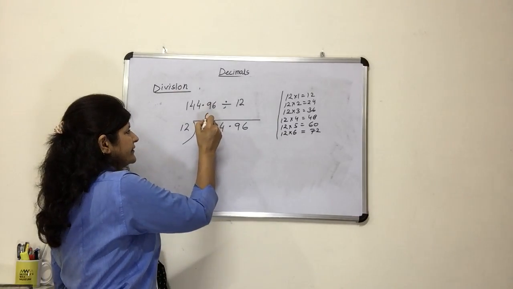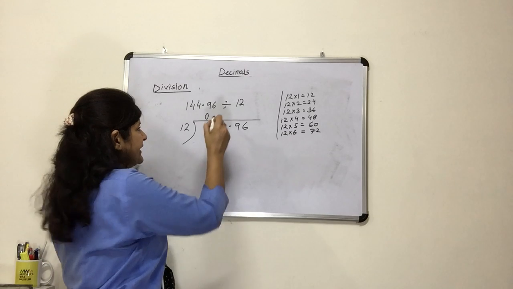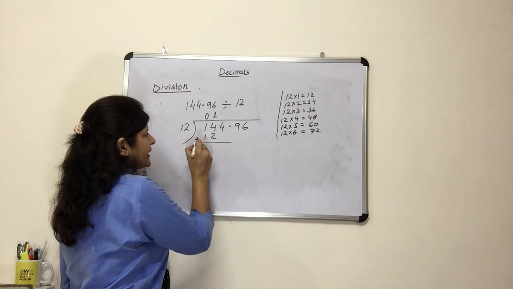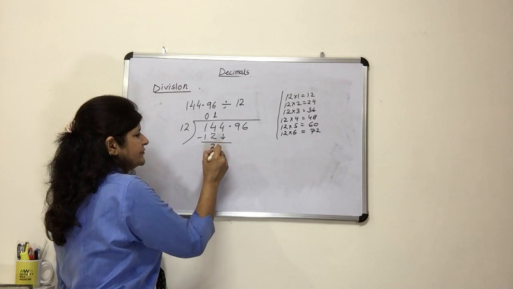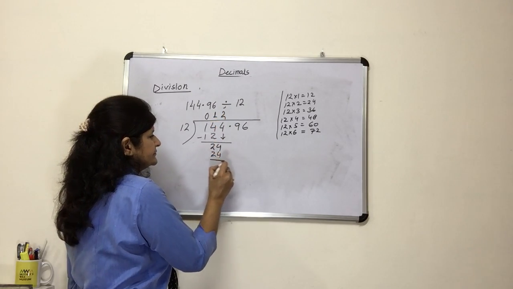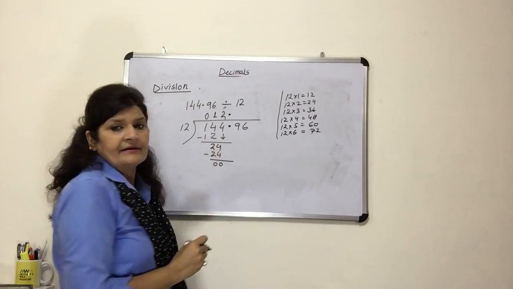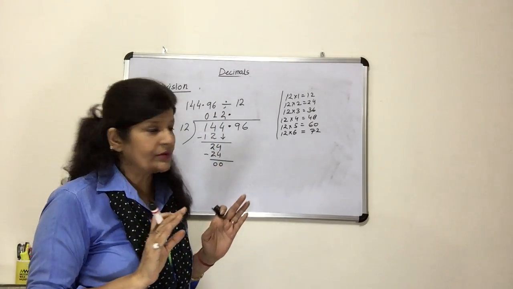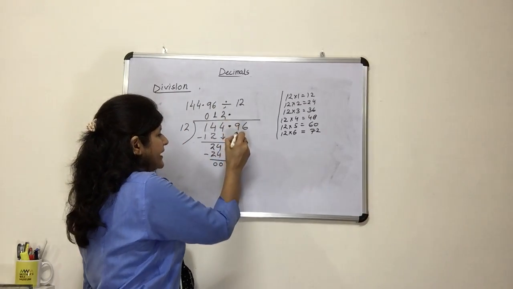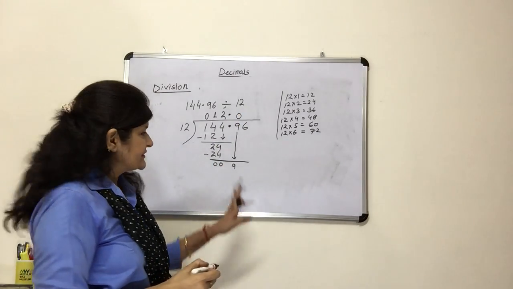So again 1, we cannot divide this 1. So I'll put 0. Now 14, fine, we can divide 14. So 12 ones are 12. 4 minus 2, 2, copy down 4, right? So 12 twos are 24. Right? Now decimal, so we will copy this decimal here. Without copying, the decimal will not allow us to move forward, right? So we first have to copy this decimal from here to there. Now we will copy down 9 again.